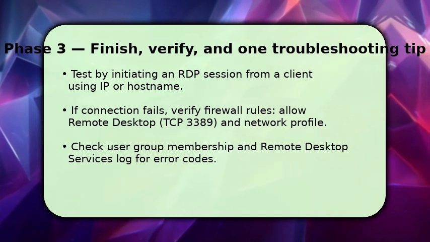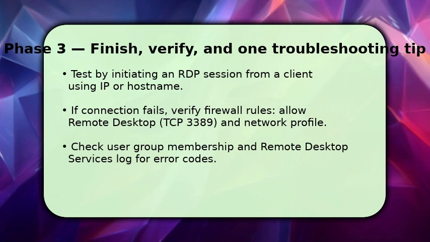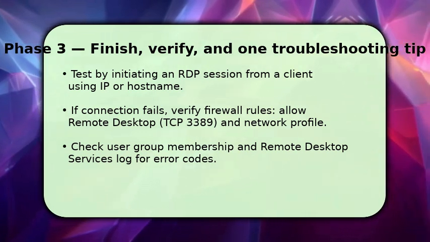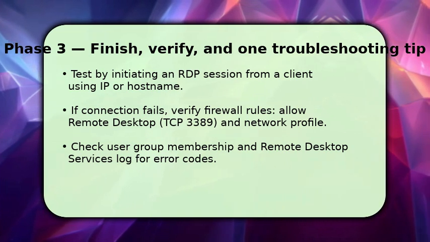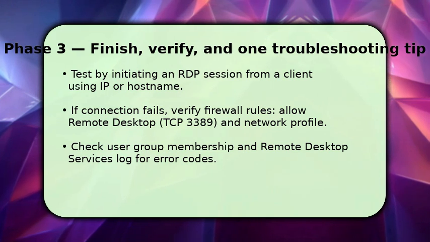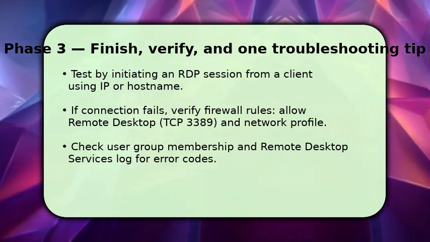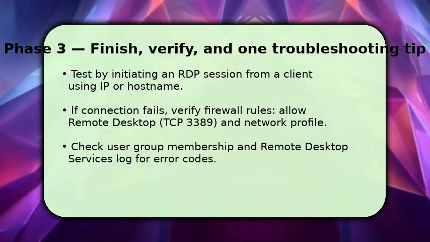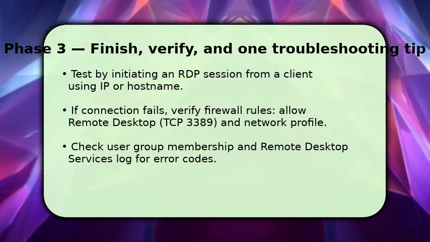If not, first confirm Windows Firewall allows remote desktop, TCP 3389, and the host's network profile is private or domain. Next, verify the user is not denied by policy, and check the Remote Desktop Services event log for specific error codes.